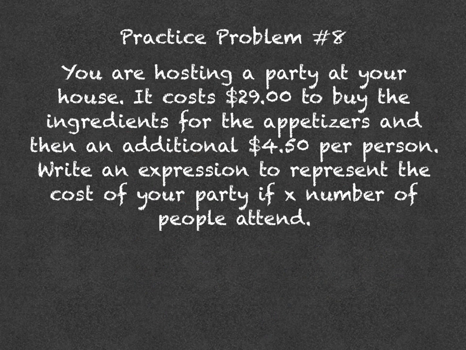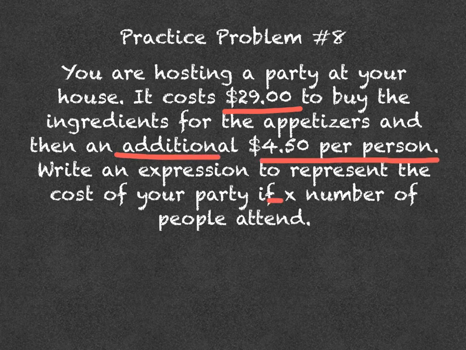Okay, let's look at number 8. It says you are hosting a party at your house. It costs $29 to buy the ingredients for the appetizers and then an additional $4.50 per person. Write an expression to represent the cost of your party if X number of people attend. Okay, let's underline $29 to buy the ingredients. And then it's going to be an additional $4.50 per person if X number of people attend.